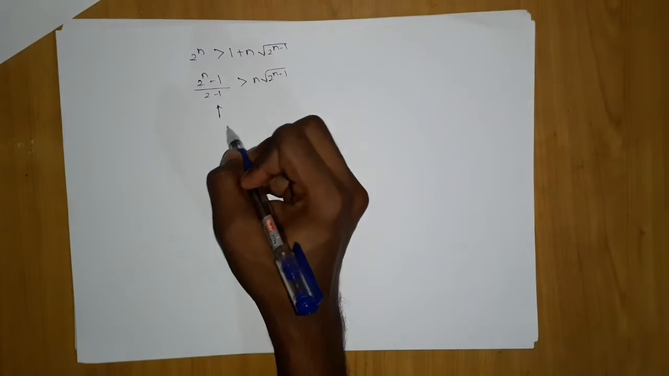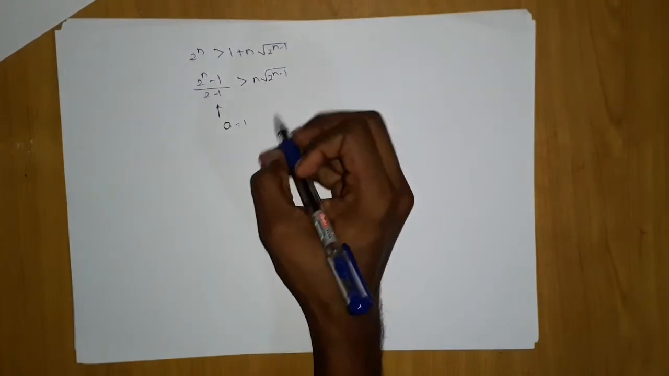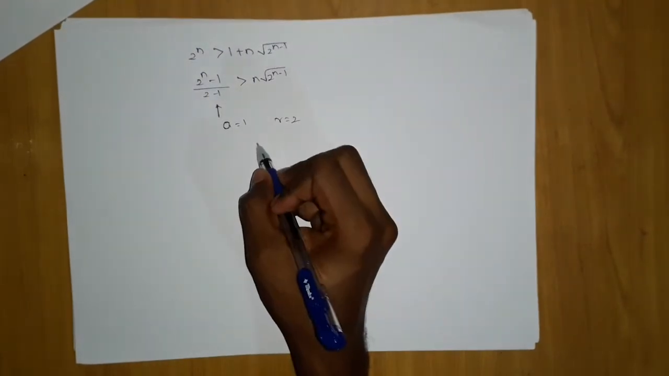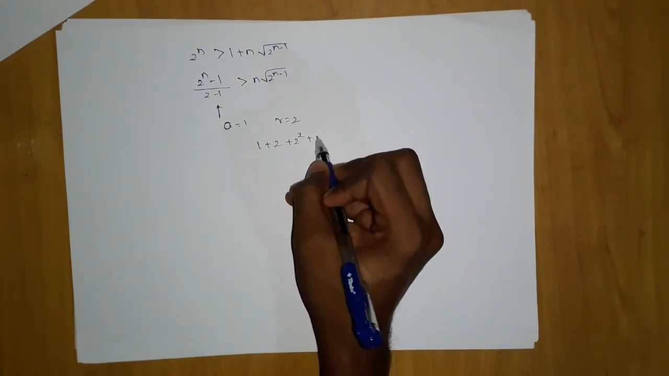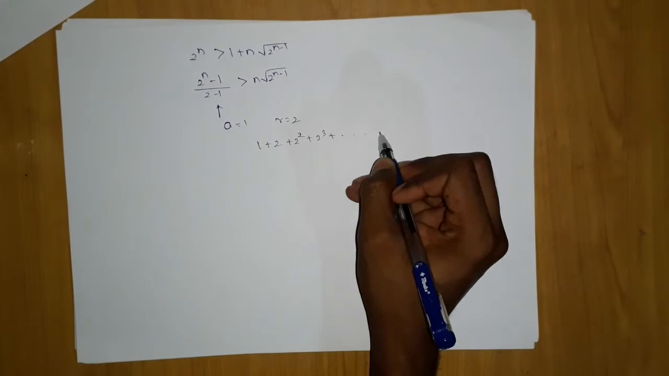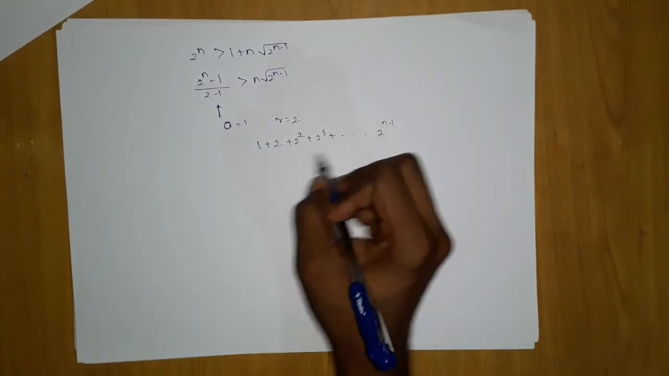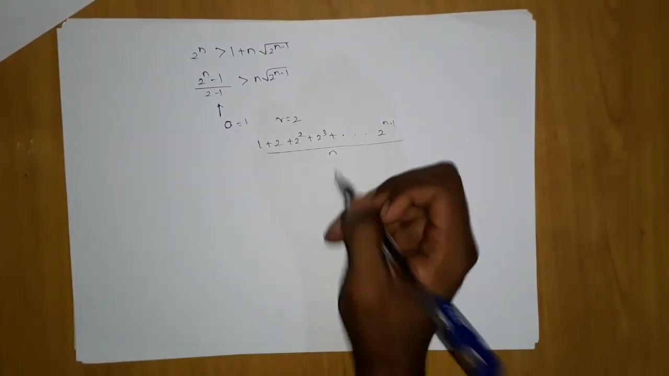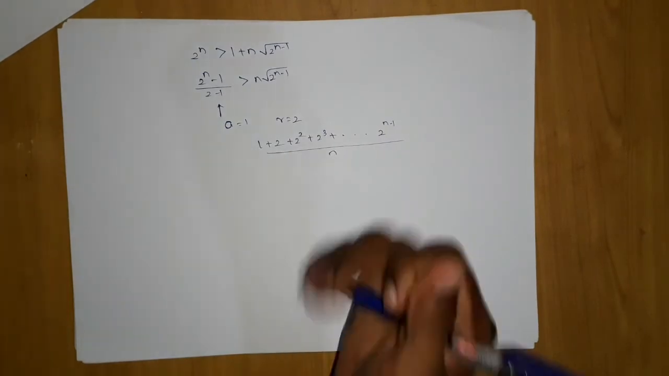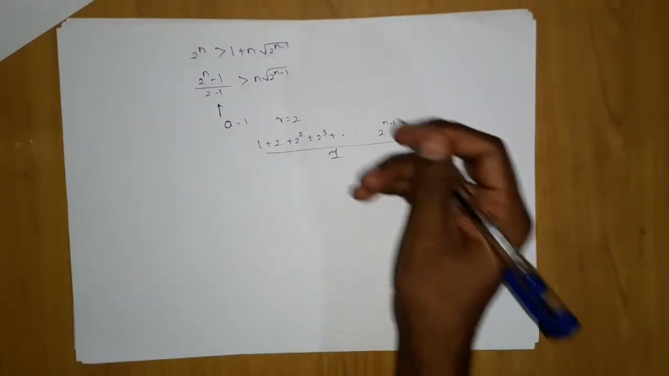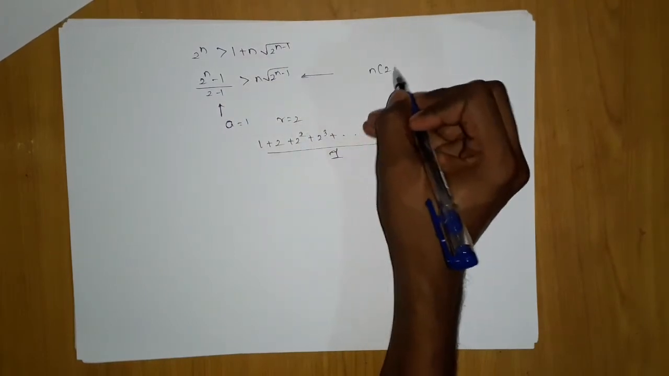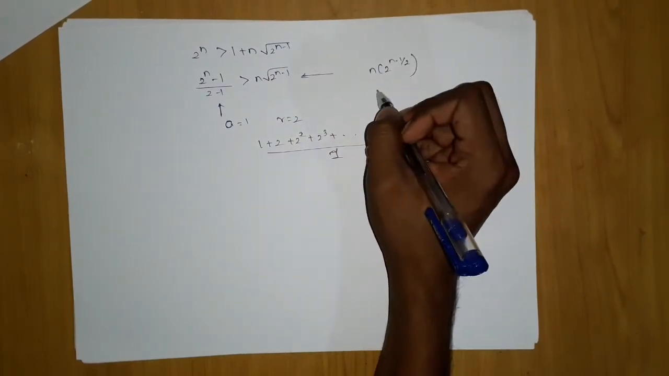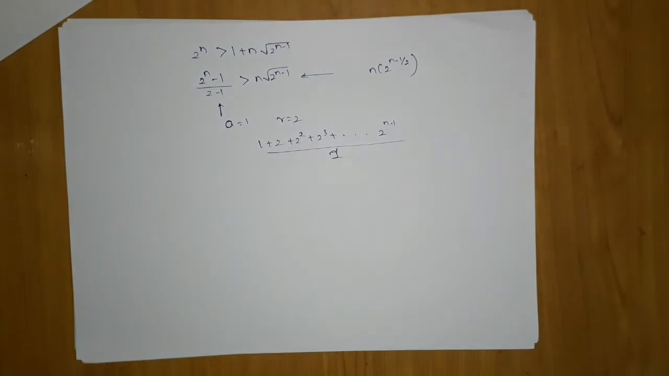And this is a GP with a equal to 1 and r equal to 2, so we can form a GP: 1 plus 2 plus 2 square and 2 cube and so on till 2 power n minus 1, upon 1. This is a GP. So here we can represent this one as n into 2 power n minus 1 by 2. Now we have to prove that they are greater than.